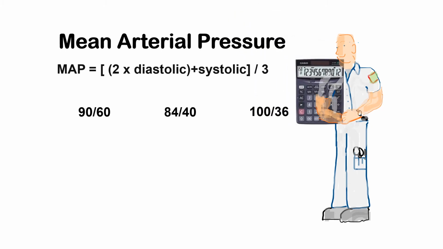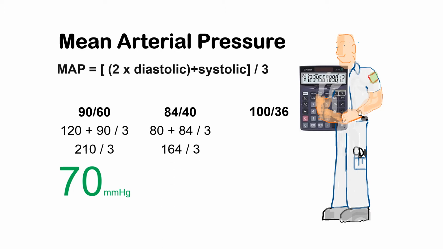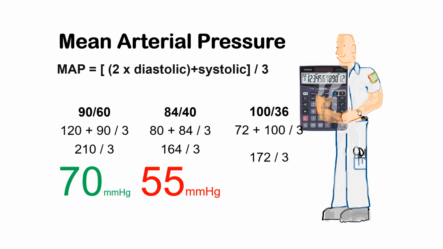Let's use our big calculator. 90 over 60: 60 times 2 plus 90, divided by 3, gives you a MAP of 70 millimeters of mercury. 84 over 40: 40 times 2 plus 84, divided by 3, gives you a MAP of 55 millimeters of mercury. And 100 over 36: 36 times 2 is 72, plus the 100, divided by 3, gives you a MAP of 57 millimeters of mercury.